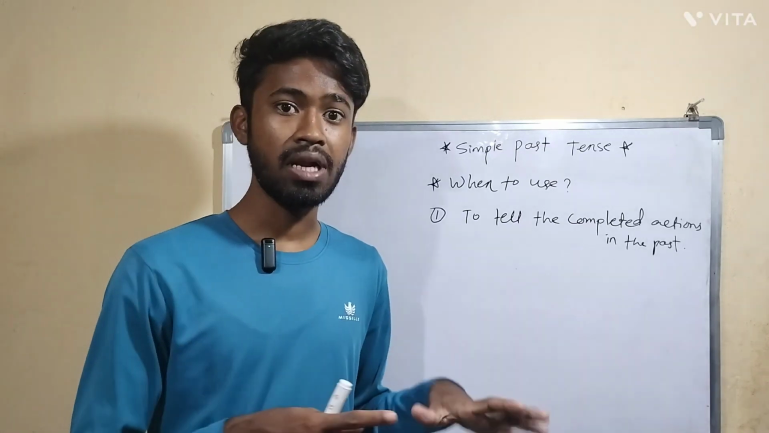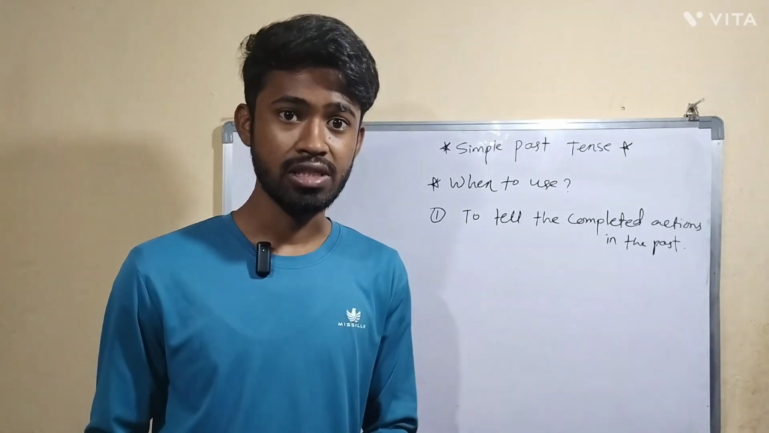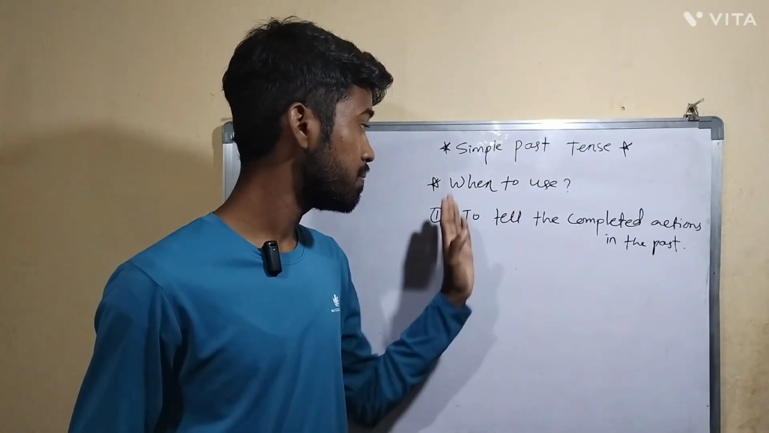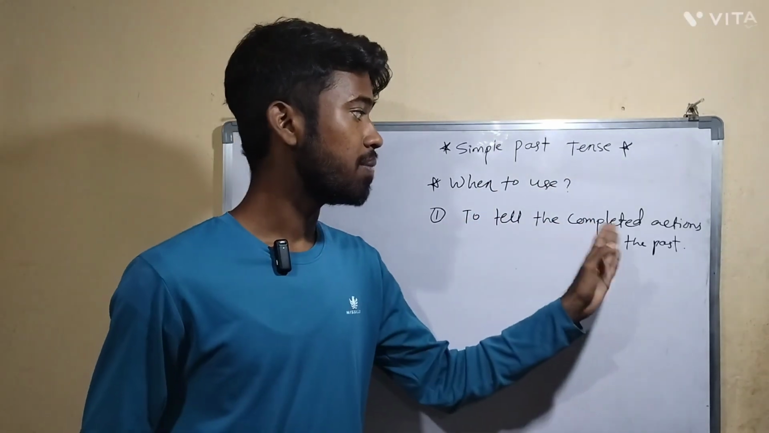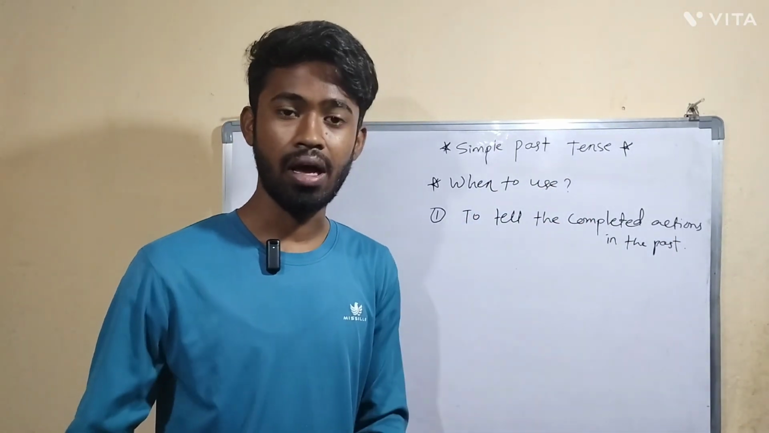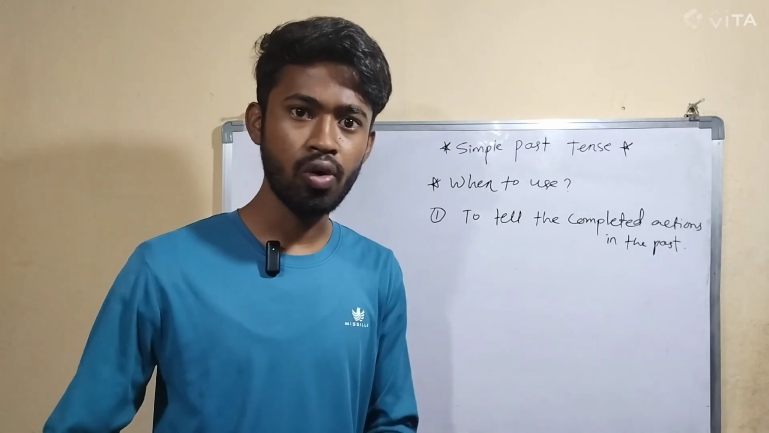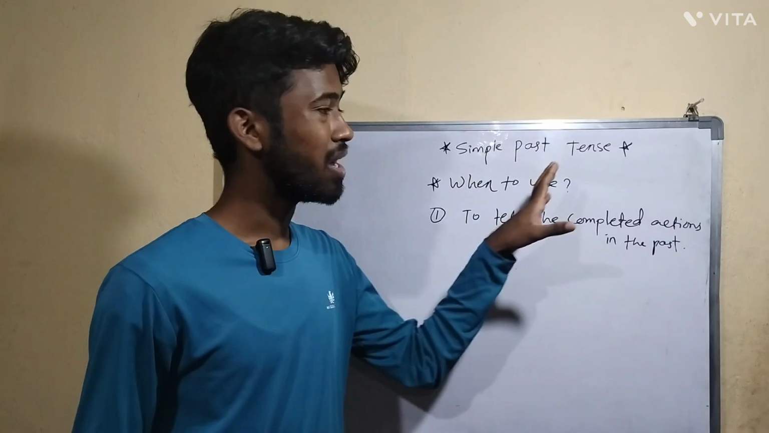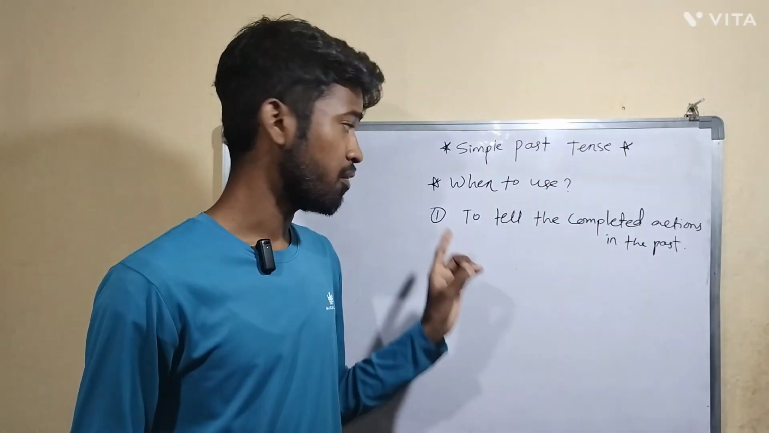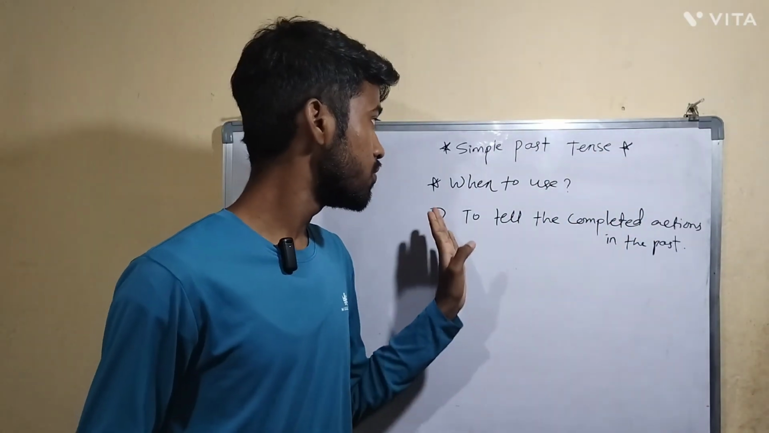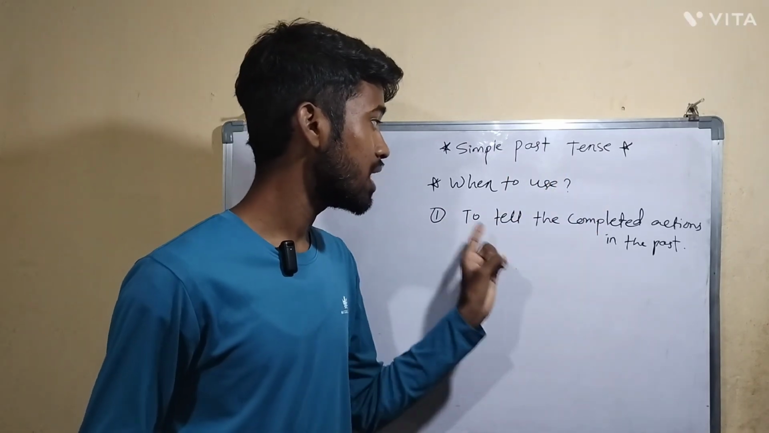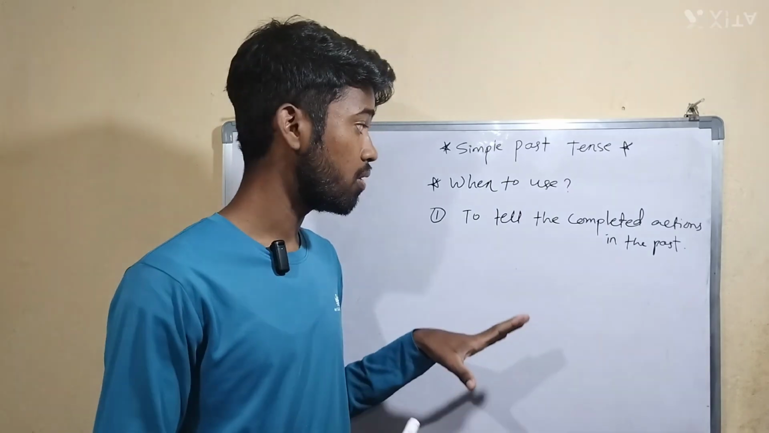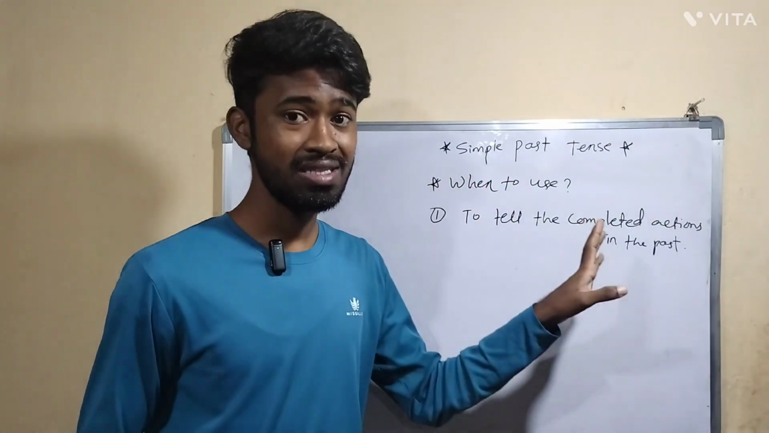What is the difference between simple past tense and present perfect tense? One more time I am repeating here. We use simple past tense to tell the completed action in the past. The actions which are completed automatically go into the past only, so to tell about those actions we use simple past tense. Only one very important rule: we use simple past tense to tell the completed actions in the past. Up to this you understood when and where we have to use simple past tense.